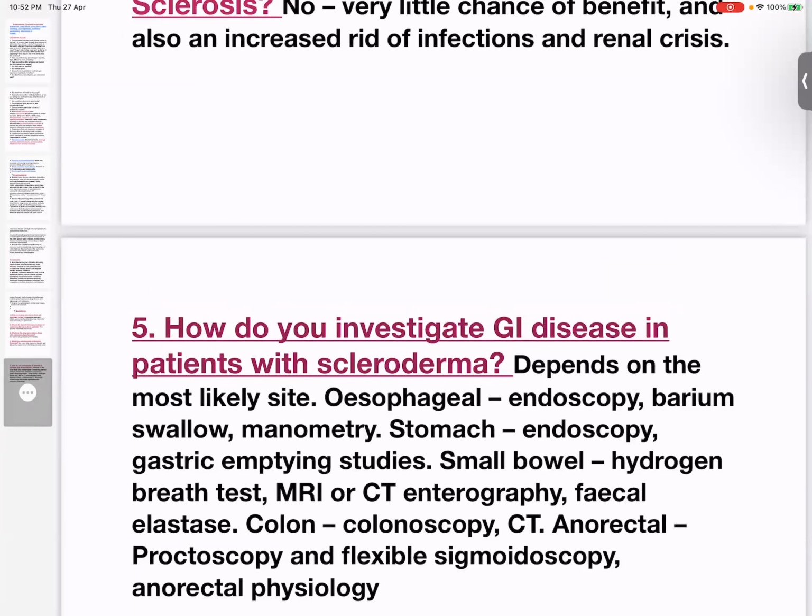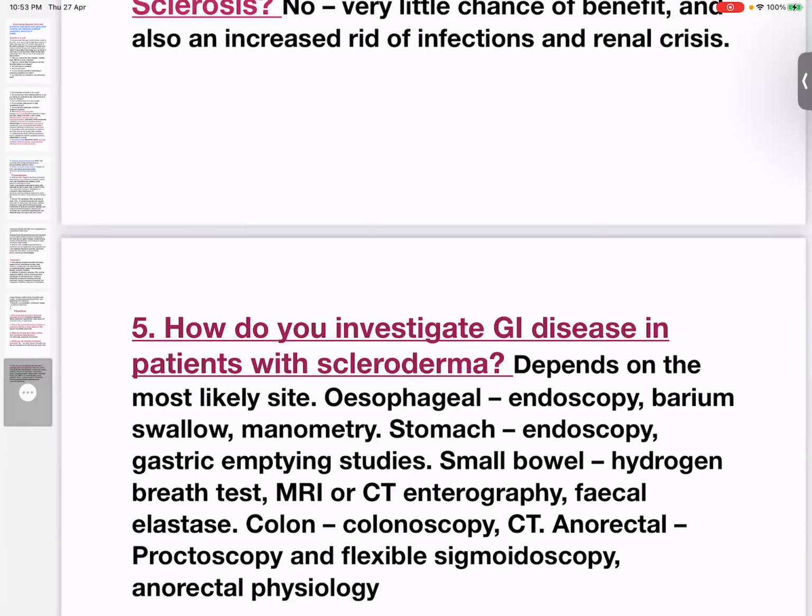How to investigate GIT disease in patients with scleroderma depends on the most likely site. Esophageal: endoscopy, barium swallow, manometry. Stomach: endoscopy, gastric emptying study. Small bowel: hydrogen breath test, MRI or CT enterography, fecal elastase. Colon and anorectal: colonoscopy, CT, anorectal proctoscopy, flexible sigmoidoscopy, anorectal physiology.